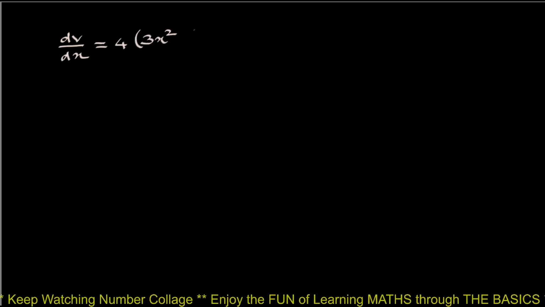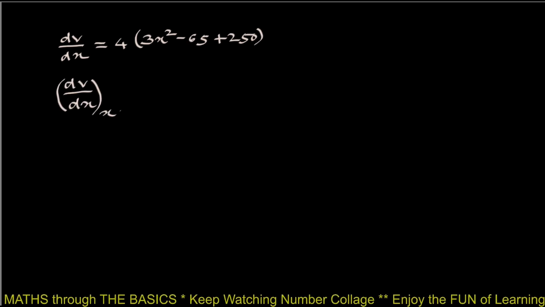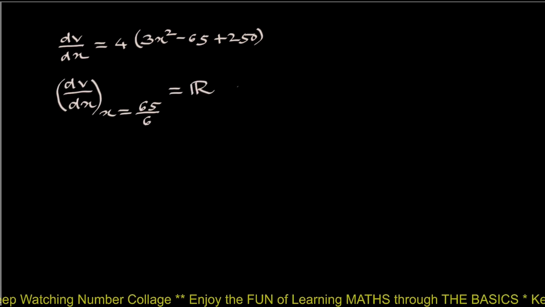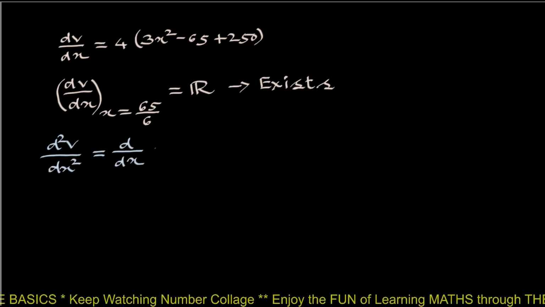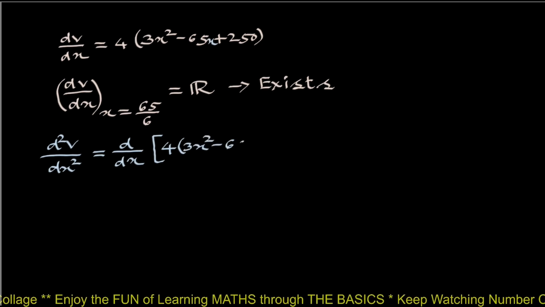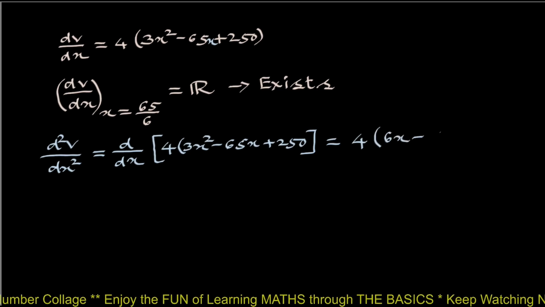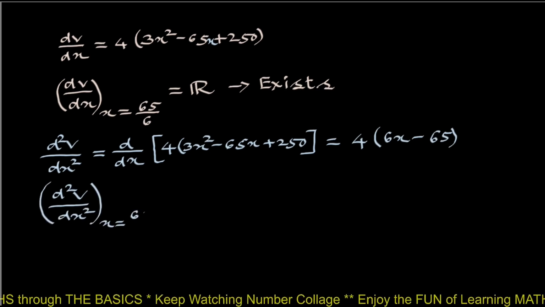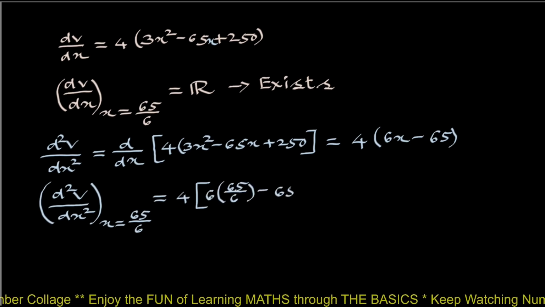We have obtained dV by dx as 4 times (3x square minus 65x plus 250), and it exists at x equals 65 upon 6 because this is going to be a real number. Now d2V upon dx square will be d by dx of dV by dx, that is 4 times (6x minus 65). Now d2V upon dx square at x equals 65 upon 6 will be 4 into (6 times 65 upon 6 minus 65), which will be 0.